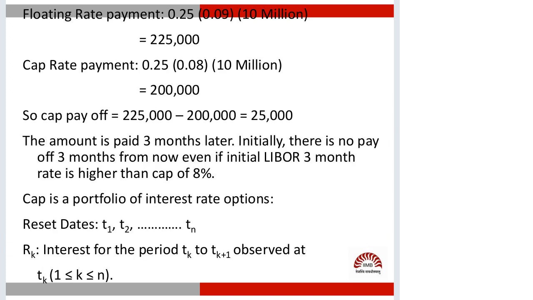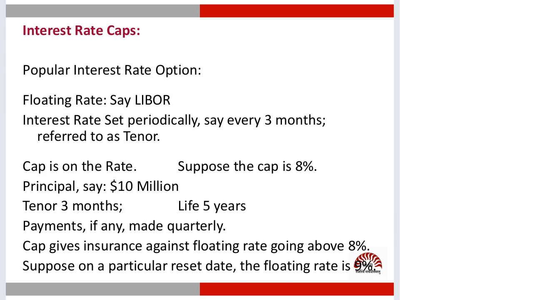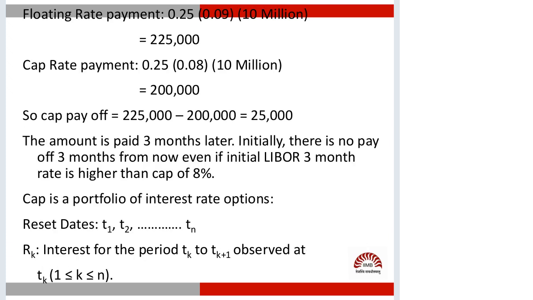So therefore, let's look at this. Sorry, let's go back 1 second. So it's 10 million, 8%, 5 years, and all of that. So let's say on a particular reset date, this value has gone to 9%. What happens? The floating rate payment will therefore be 0.25 into 10 million into 9%, and that works out to be 225,000.